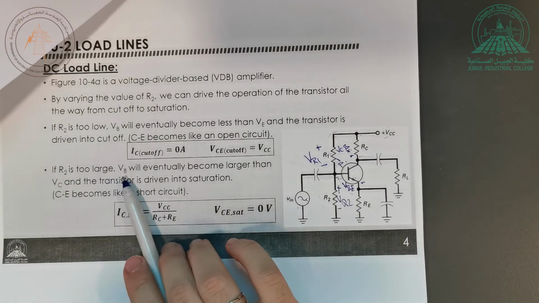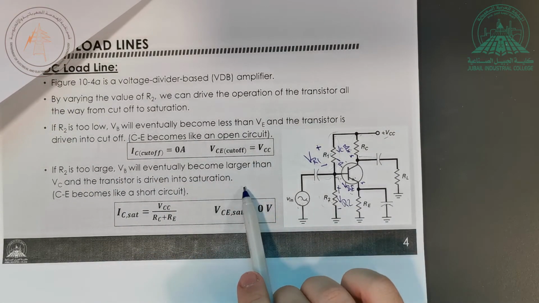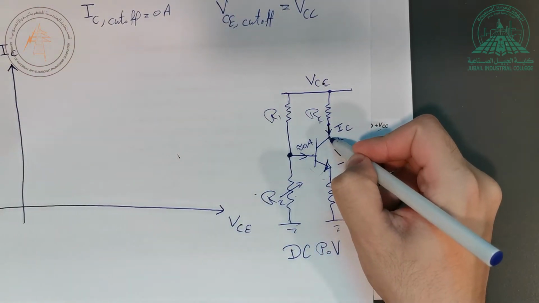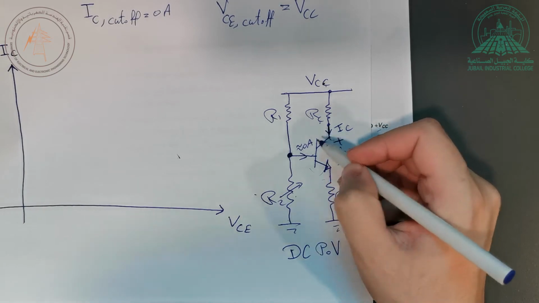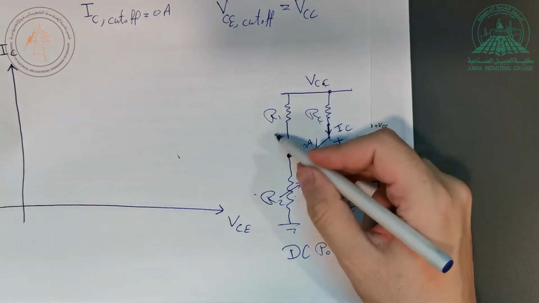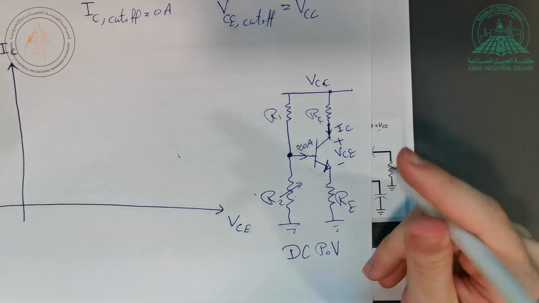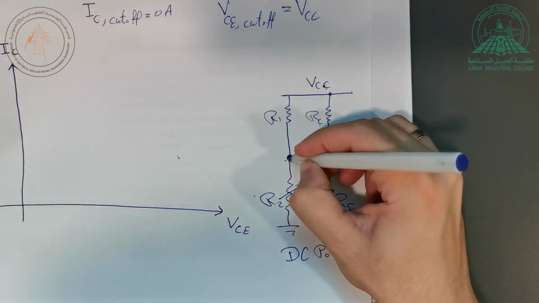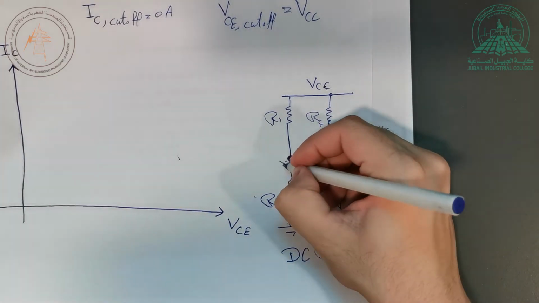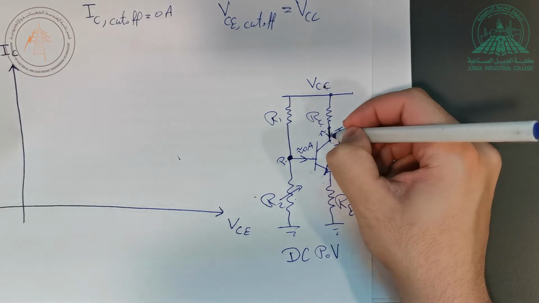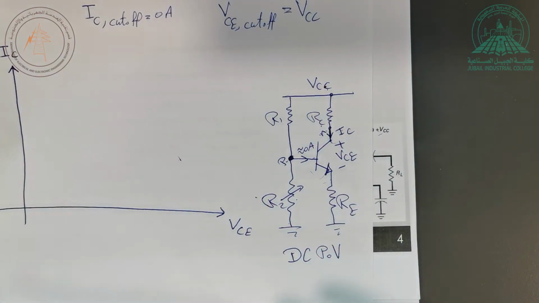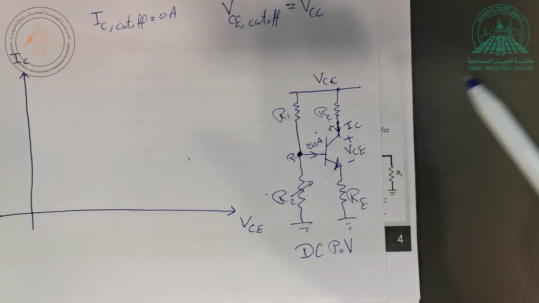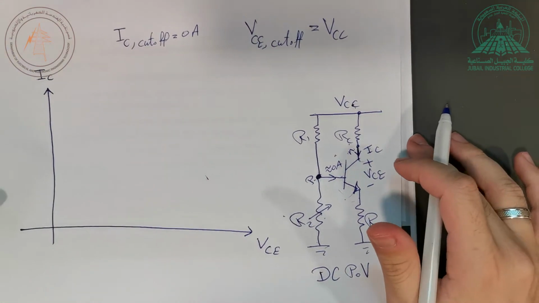So you can see here, if R2 is too large, VB will eventually become larger than VC. This voltage, VB, will eventually become larger than this voltage. Sorry, this is N and this is P. So when this voltage is greater than that, it's forward biased. If this voltage is greater than this by 0.7, it is forward biased. If this is forward biased and this is forward biased, that means saturation. I'm not active anymore, so the transistor is not going to amplify anymore. It will saturate.